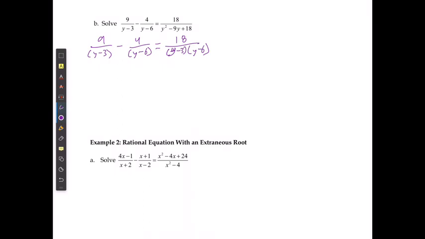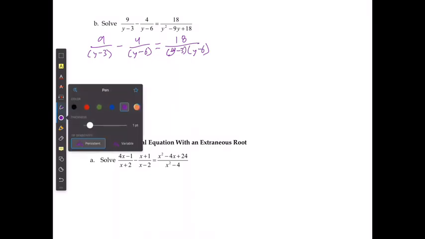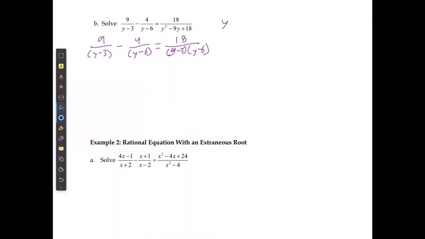Then I'm going to state my non-permissible values. y cannot equal either positive 3 or positive 6. And I'm going to state my lowest common denominator is going to be y minus 3, y minus 6. I'm going to multiply both sides by the lowest common denominator.